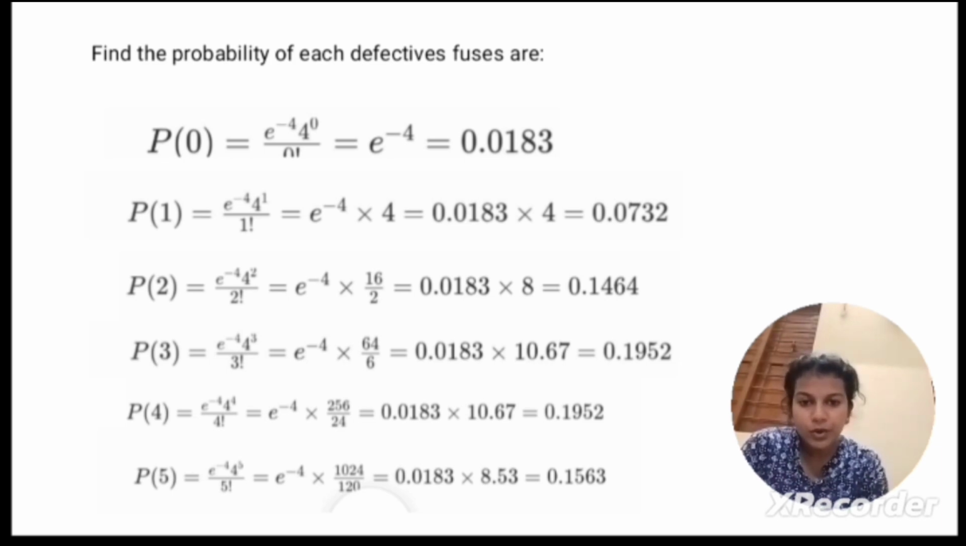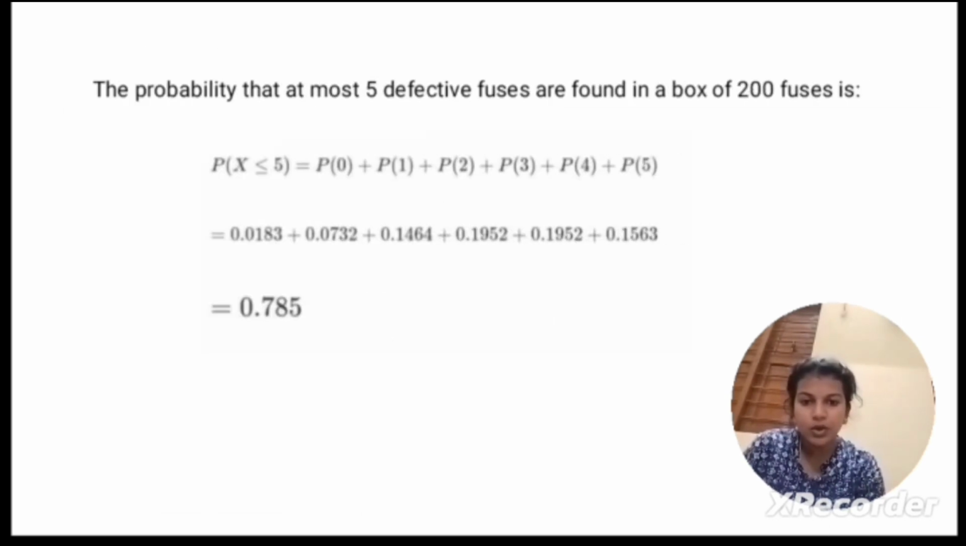So we substitute 0 in place of x, therefore e power minus 4 into 4 power 0 divided by 0 factorial. Here 0 factorial is 1, so e power minus 4 equals 0.0183. In the same way, P(1), P(2), P(3) and P(4) are calculated. After calculating these values, we substitute each of the 5 values in the equation.